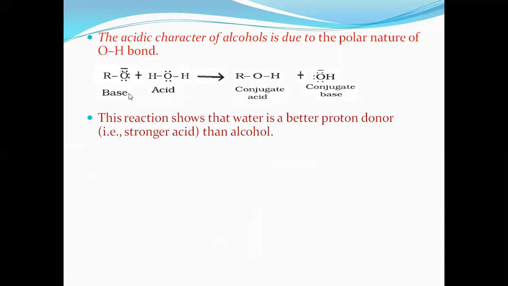Why? Because we know RO minus readily gains a proton. Since it gains a proton, it acts as a base. And water, which loses the proton, is therefore an acid. Since alkoxide RO minus is a base, its conjugate is always an acid. That means ROH behaves as what? Acid.